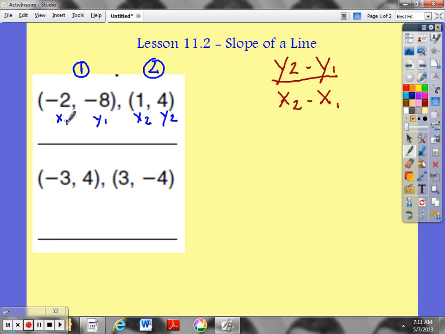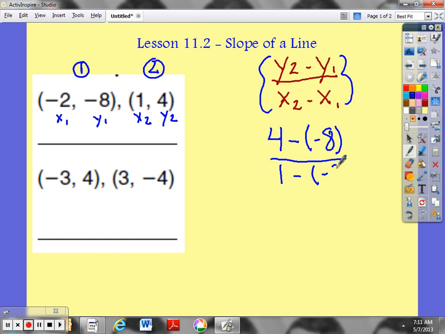It might be important to go and label those so you don't mess them up, because obviously if you miss a step up, it's going to really cause you to get the wrong answer. So take a look. I have my equation, or my little formula, my algorithm. So I'm just going to plug and play some numbers. So this is y sub 2, so I'll put it in as 4 minus y sub 1 is negative 8, so we have 4 minus negative 8 over, and now I have my x sub 2, which is 1, minus my x sub 1, which is negative 2.